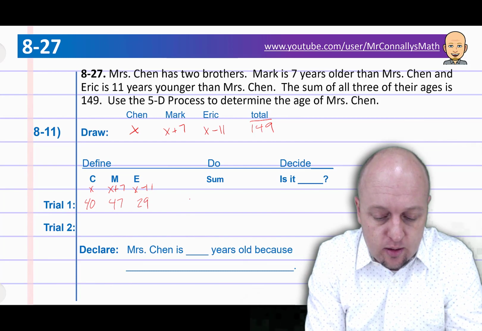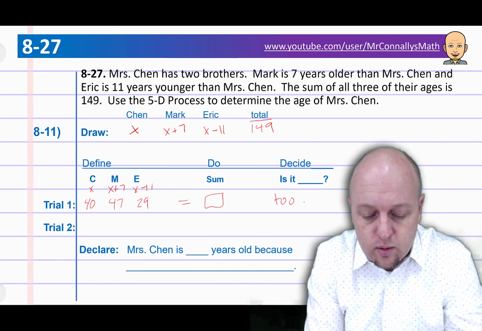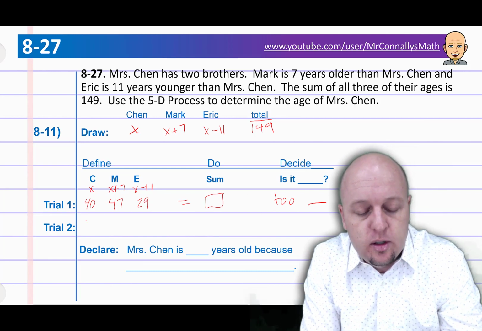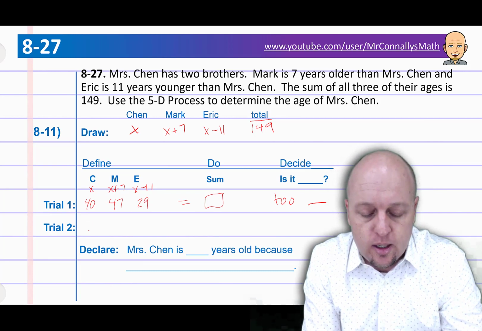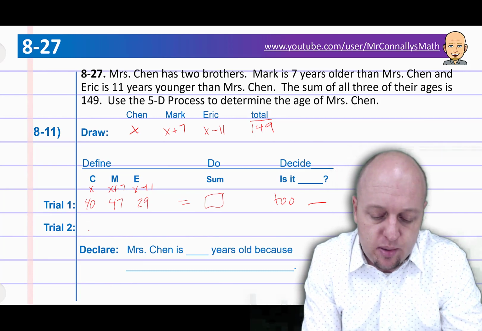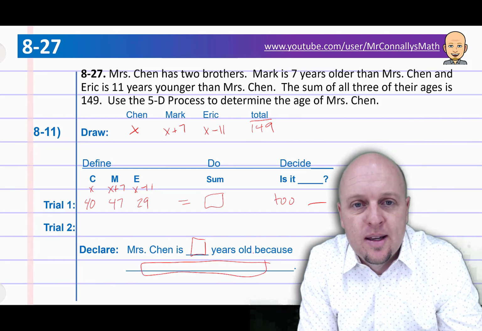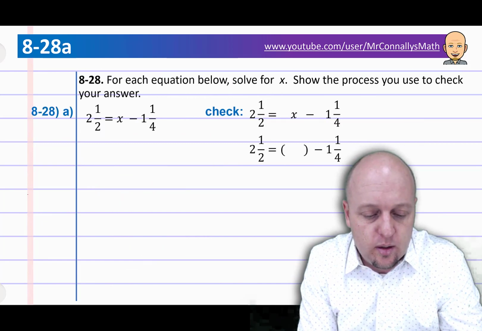Okay, so go ahead and add all those numbers up. What's the sum? Is it too high, too low, or just right? If it's too low, then you'll pick something higher than 40. If it's too high, then you'll pick something lower than 40. Go ahead and figure what that is right now. Pause to figure that out, and then make sure you write it in a complete sentence. How do you know how old Mrs. Chen is? And explain how you got your answer. Okay? All right. Let's move on.